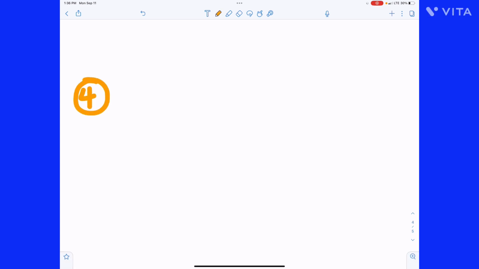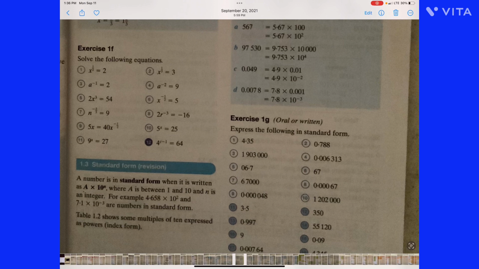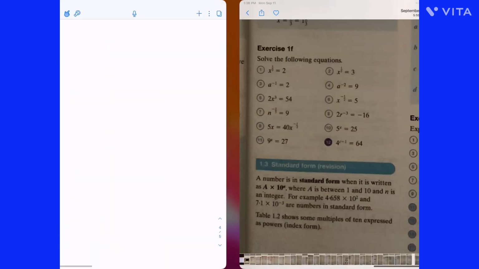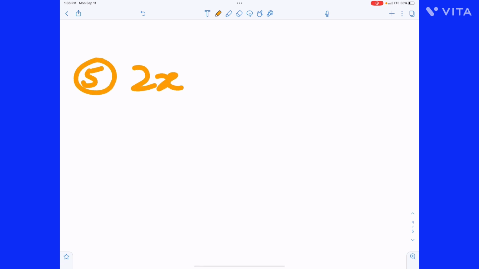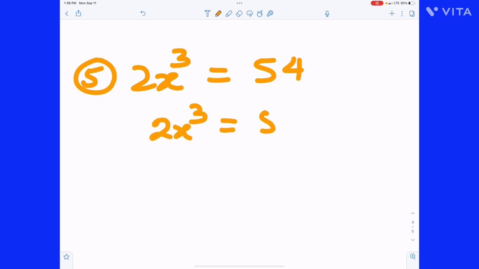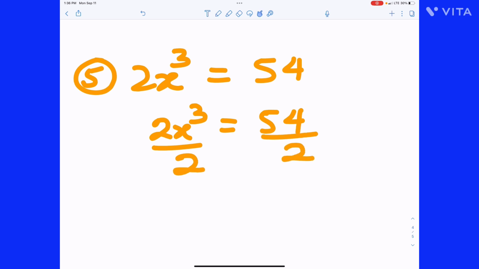Number 4. Are we not past number 4? Okay. Number 5. 2x cubed is 54. It's number 5, not 4. Number 5. 2x raised to power 3 is equal to 54. Here, we divide both sides by 2. 2x raised to power 3 over 2 is 54 over 2.